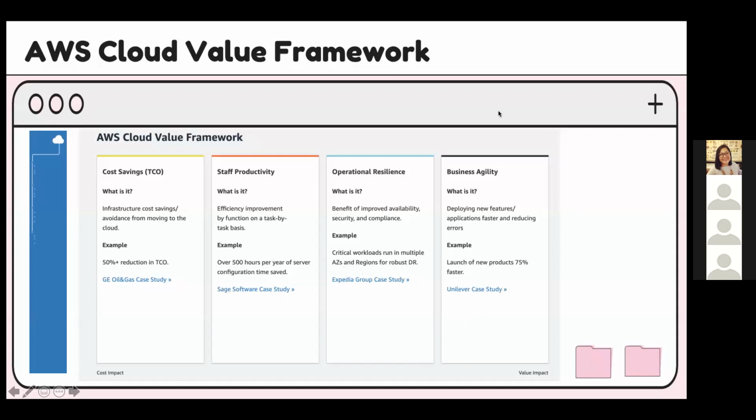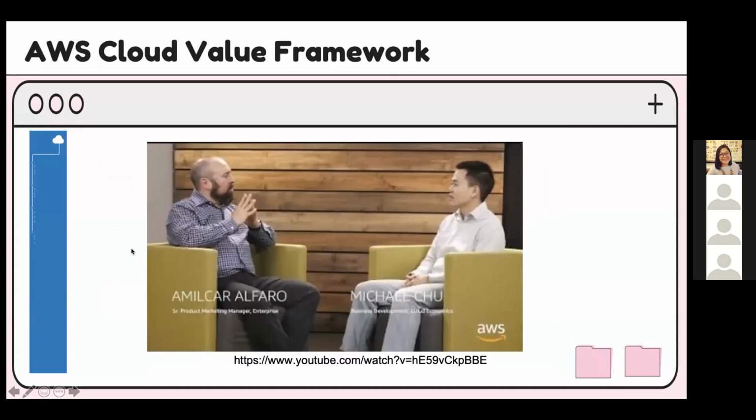So makikita natin with the AWS Cloud Value Framework yung cost impact and the value impact by moving or migrating into cloud. So please watch this video about the AWS Cloud Value Framework.